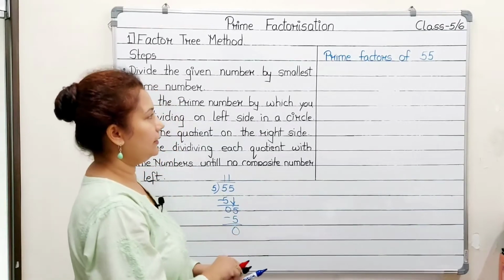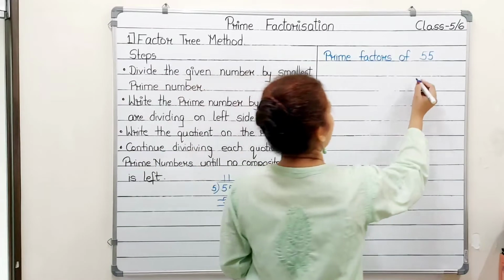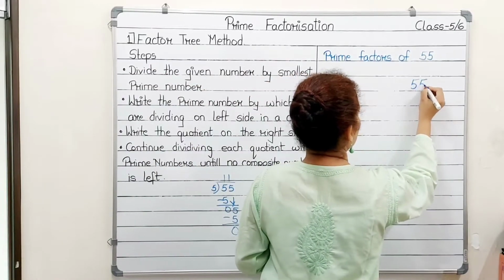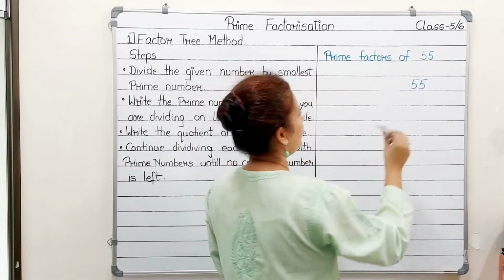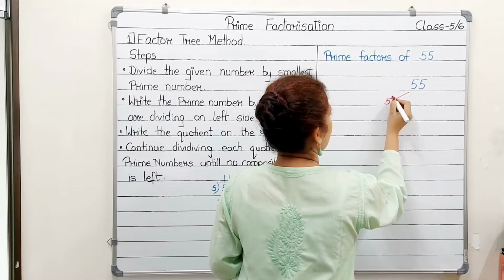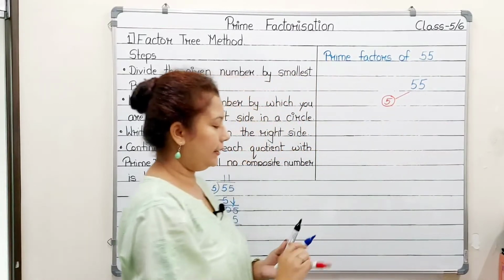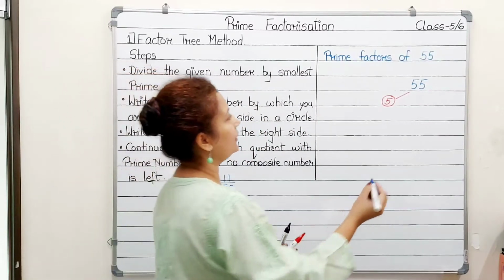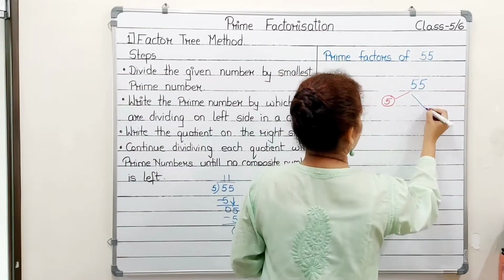So here the number by which we are dividing is 5. So we will write that number on the left side in a circle. And the quotient we will write on the right hand side.